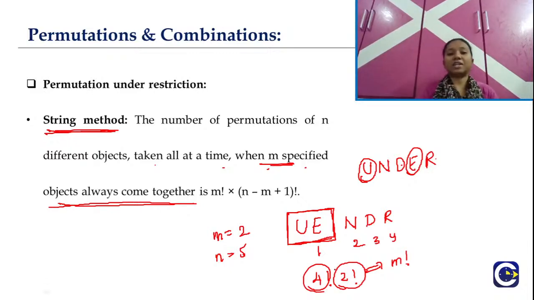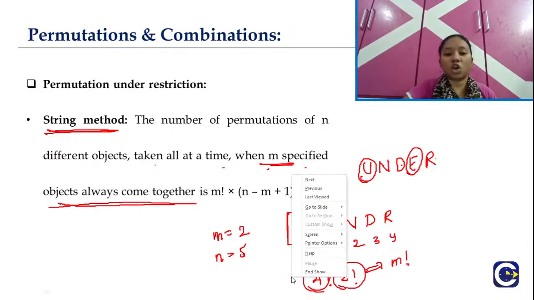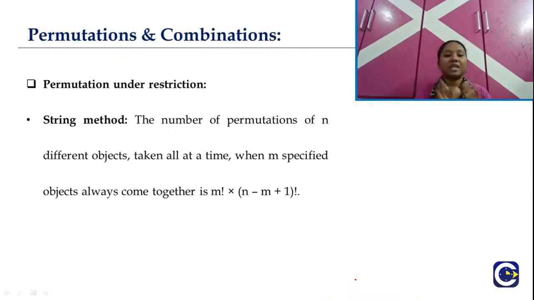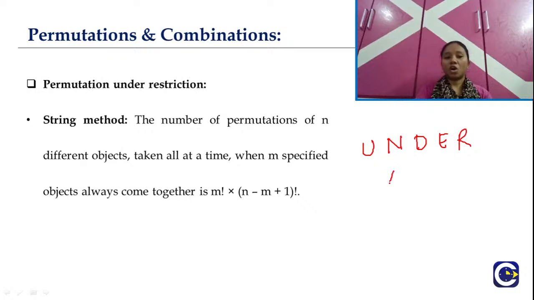Right, so that is nothing but our string method. The string method is always used when we have a statement like when we have to get some objects always come together. So when we have some objects always coming together, then we'll be using this method, that is nothing but the string method. So let me explain it again. Let's take this word UNDER, and now I mention the number of permutations of n different objects taken all at a time when all the vowels come together.